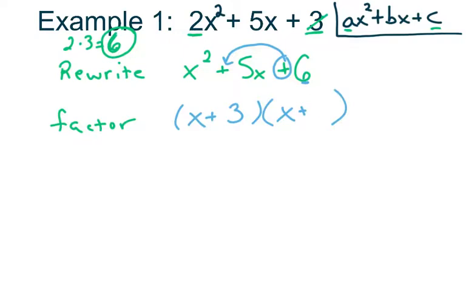I was going to say 3 and 5. No, 3 and 2. So 3 plus 2 is 5, and 3 times 2 is 6.